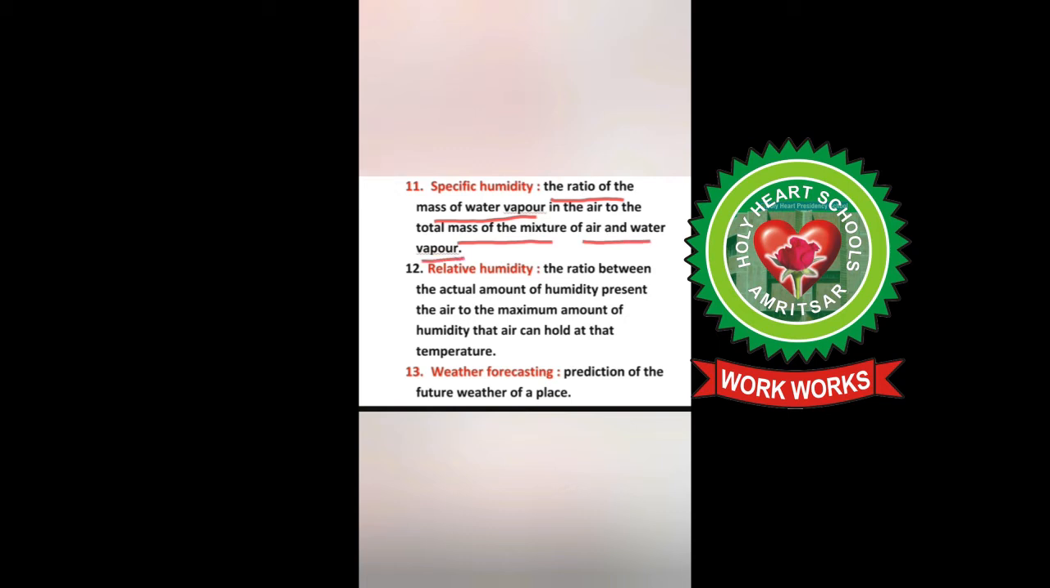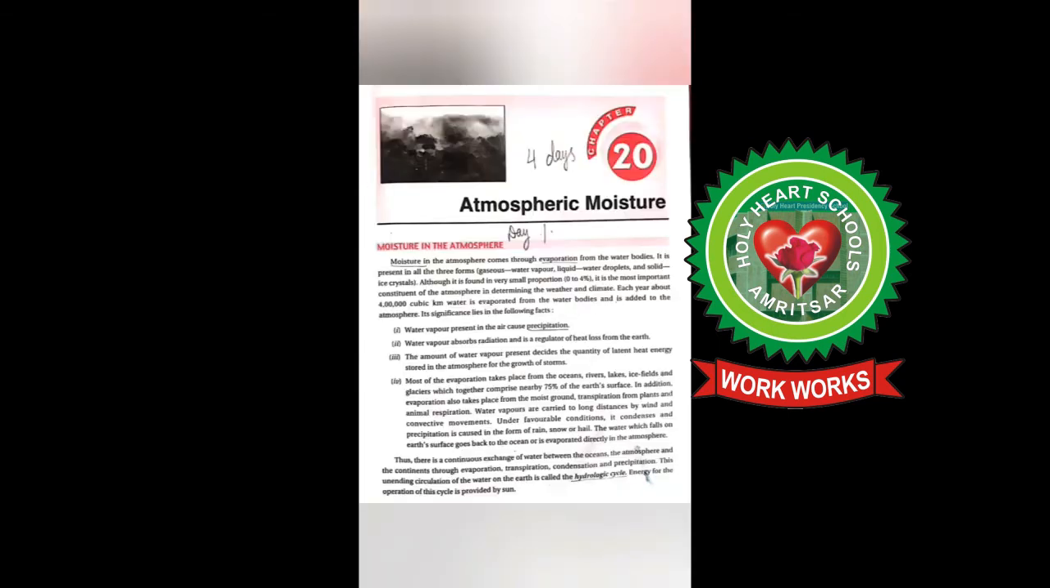Relative humidity, the ratio between the actual amount of humidity, that is absolute humidity, present in the air to the maximum amount of humidity that air can hold at that temperature. And the last term is weather forecasting. Prediction of the future weather of a place is called weather forecasting.